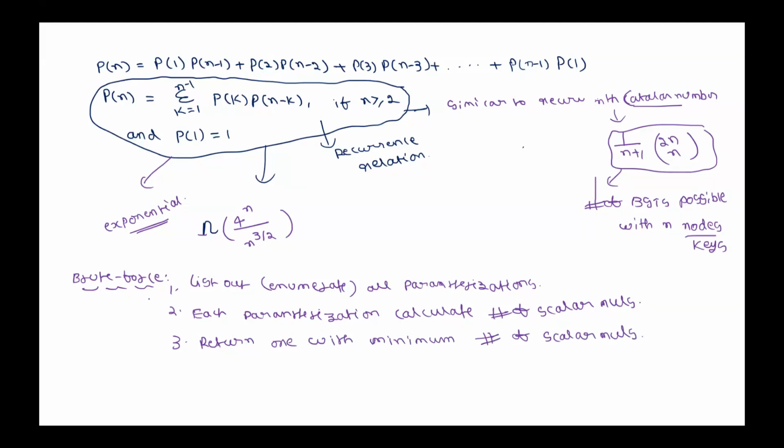What is the time this brute force algorithm takes? The first step itself takes this much, that is 4 power n by n power 3 by 2. This is exponential. For each parenthesization, we can do the calculation in theta of n time. And after that, returning the minimum usually takes theta of n time, but by keeping a graph, we can do it in constant time. Overall, this algorithm takes big omega of n times 4 power n by n power 3 by 2. Is that correct? It's an exponential time algorithm. Is there any doubt up to this? Listing out all possible parenthesizations takes exponential time.